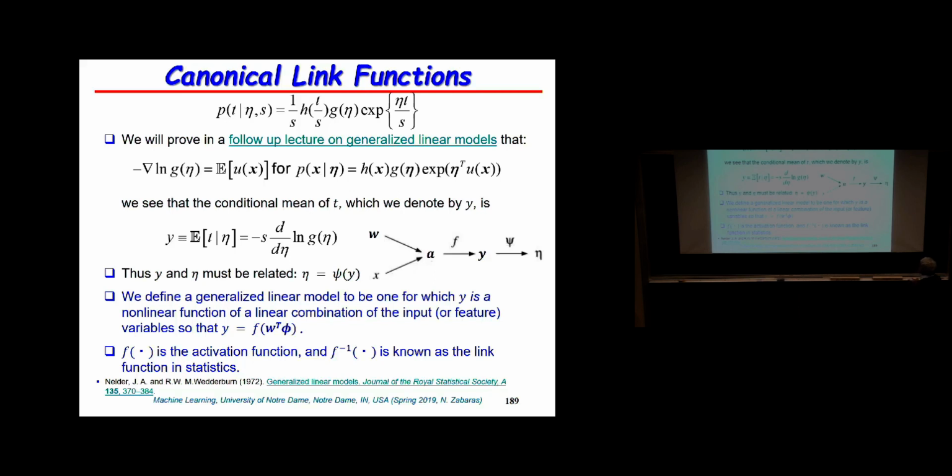Okay? So effectively, if I apply this result, y, which is the expectation of t given eta, is minus s times the derivative with respect to eta of log of g of eta. Remember, if you look at each location x, in the context of regression, at each x this gives you the conditional mean. In the context of classification, given an x, it gives you the posterior probability of t, and isn't the posterior probability of t the same as the expectation of t? Because t is binary, 0 and 1.